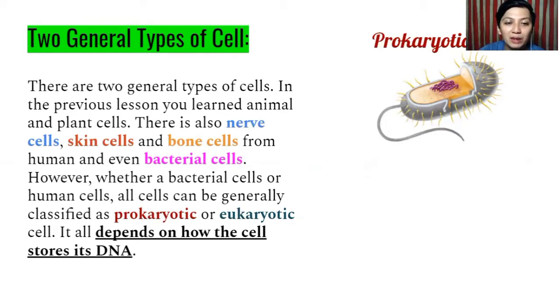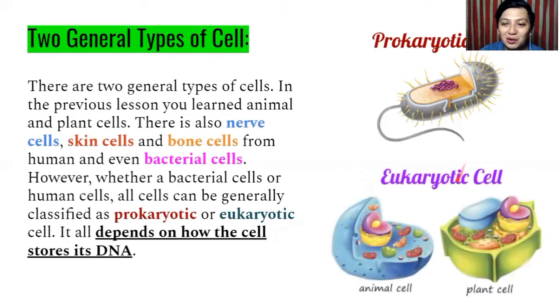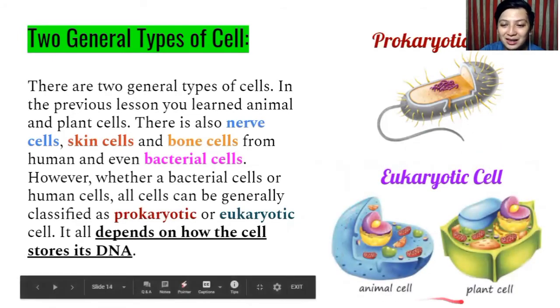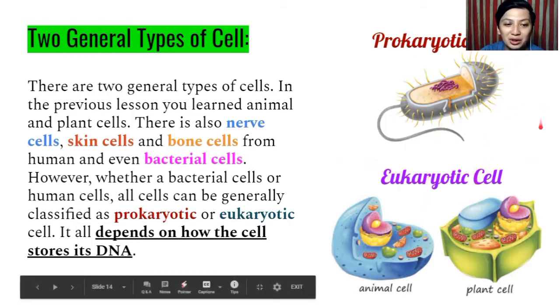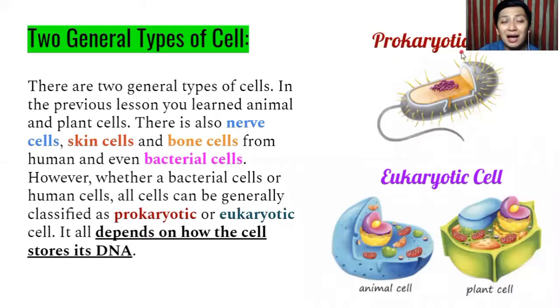Okay, so however, whether bacterial cells or human cells, all cells can be generally classified as prokaryotic and eukaryotic cells. So we have animal cell, plant cell. Again, prokaryotic has no true nucleus, eukaryotic has true nucleus. So it all depends on how the cell stores its DNA. Kasi kapag ang DNA naka-enclose sa nuclear membrane, that is eukaryotic cell. Kapag ang DNA naka-scattered around the cytoplasm, that is a prokaryotic cell.